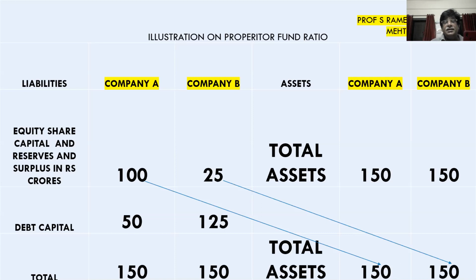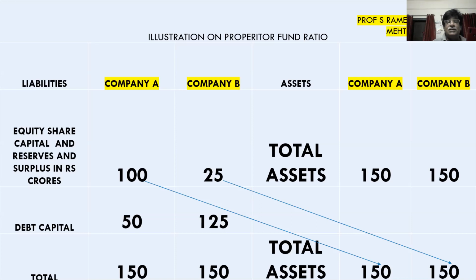The company B, if you look carefully, the equity share capital is a mere 25 lakhs. The debt capital is 125 lakhs. So assets are eventually 150 lakhs. Now out of this 150 lakhs of total assets of company B, only 25 lakhs are financed by equity share capital. The remaining 125 lakhs are financed by the debt capital. So this is not a proper situation. This is a very critical situation. This is a very precarious situation.